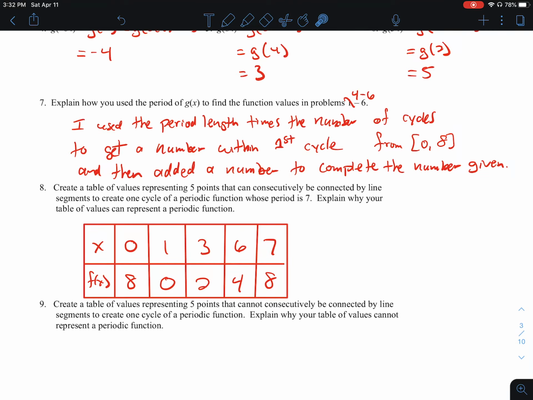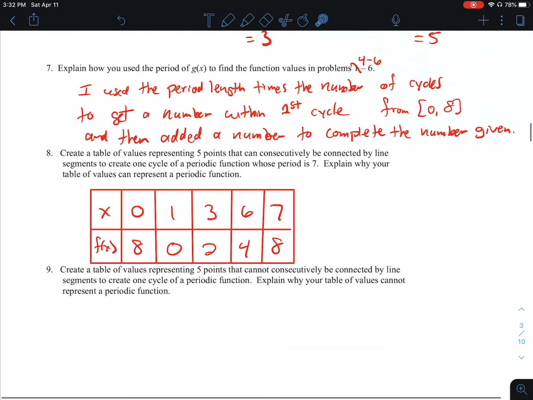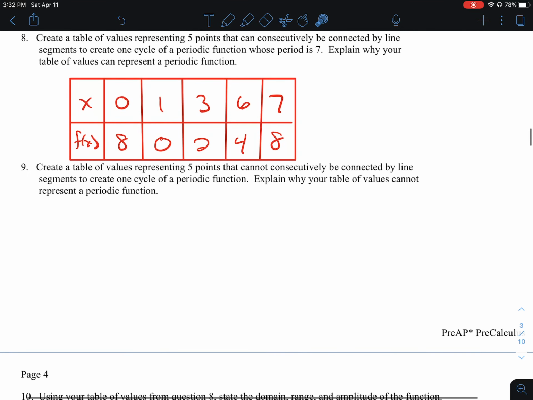Terrible explanation. Let me retry that again. Since the beginning and end of my cycle have the same y value, I could be repeating this and it could be a periodic function. I won't ask you to do that on a test, I don't think. I might ask you to make the table, but the explanation, that's pretty difficult to do.